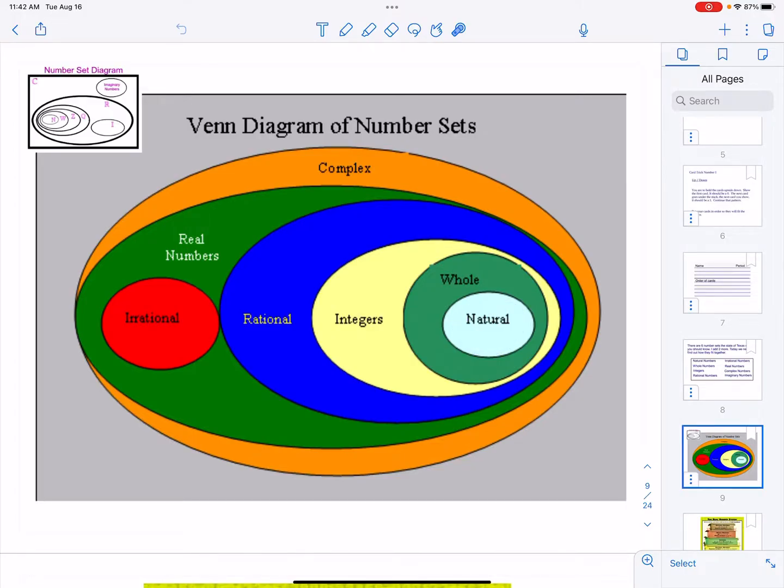Natural numbers are the first set that we'll deal with, and we'll come back and talk about that in just a minute. And natural numbers are found within whole numbers. And then natural numbers and whole numbers are found within integers. And then natural numbers, whole numbers, and integers are found inside rational numbers. And then we have another set that's separate from those called irrational numbers. And then both of those, rational and irrational, are part of what we call the real numbers.